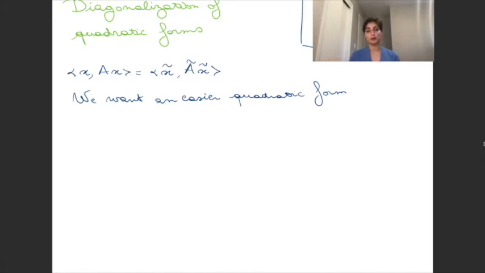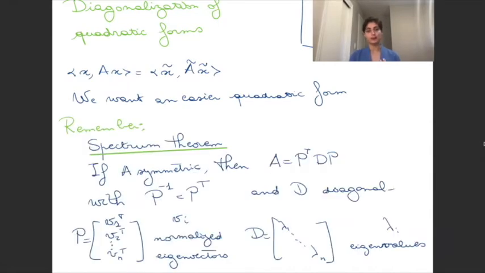If we want to work with an easier quadratic form, then we would like A tilde to be easier to work with than A. In particular, we can remember the spectral theorem that says that if A is symmetric, then we can construct a matrix P and a matrix D such that A is equal to P transpose D P, where P is built out of the normalized eigenvectors and D is the diagonal matrix with only eigenvalues on the diagonal.